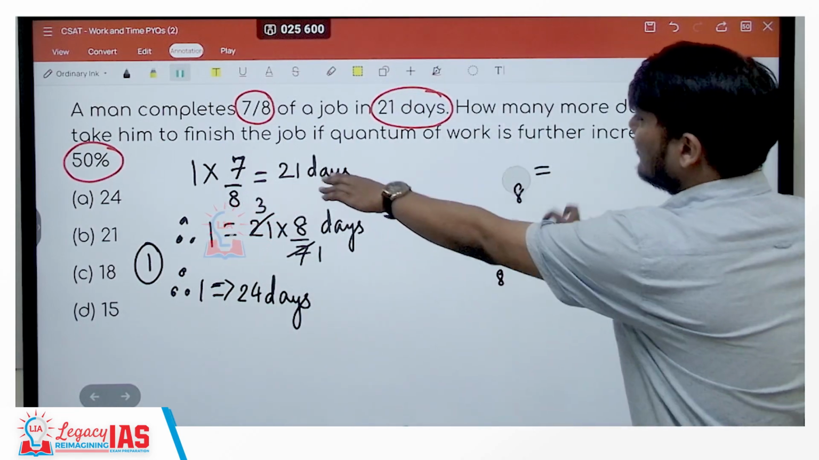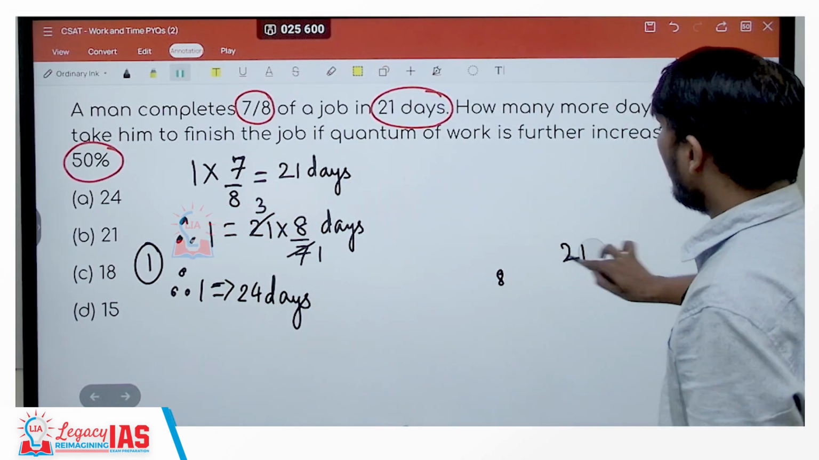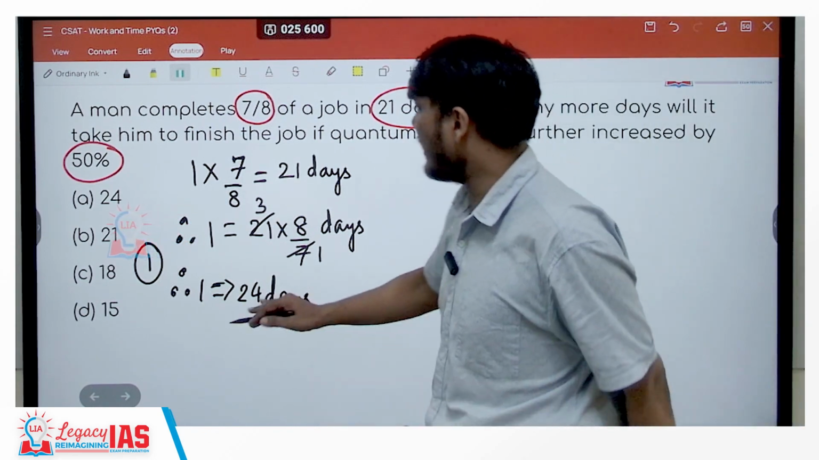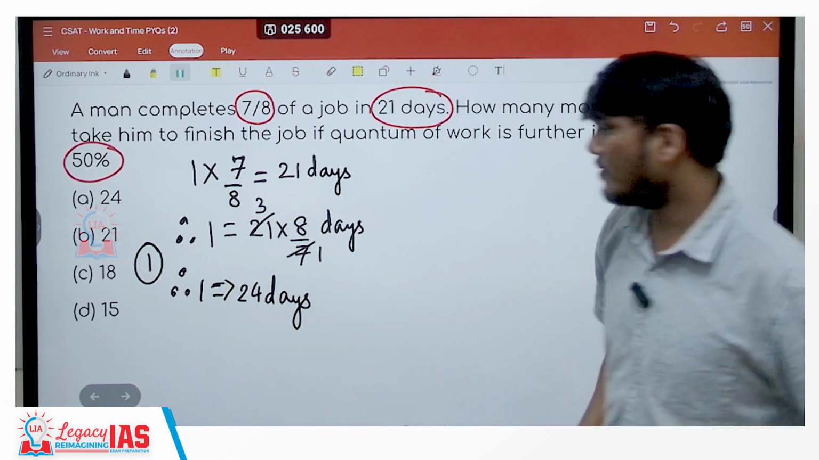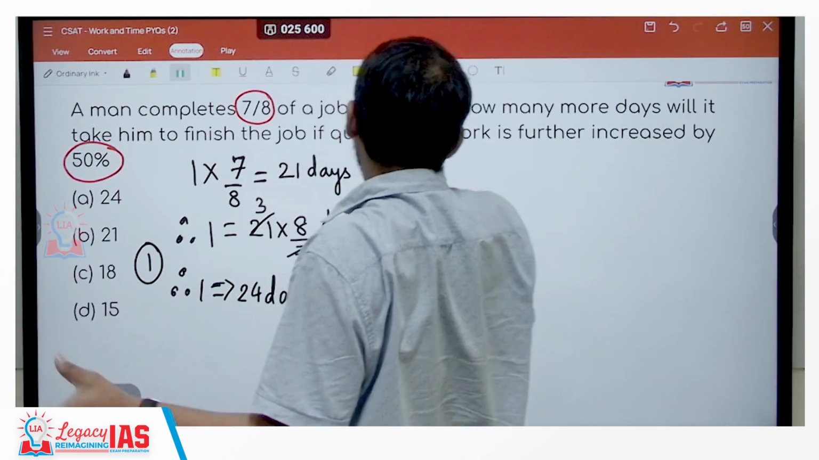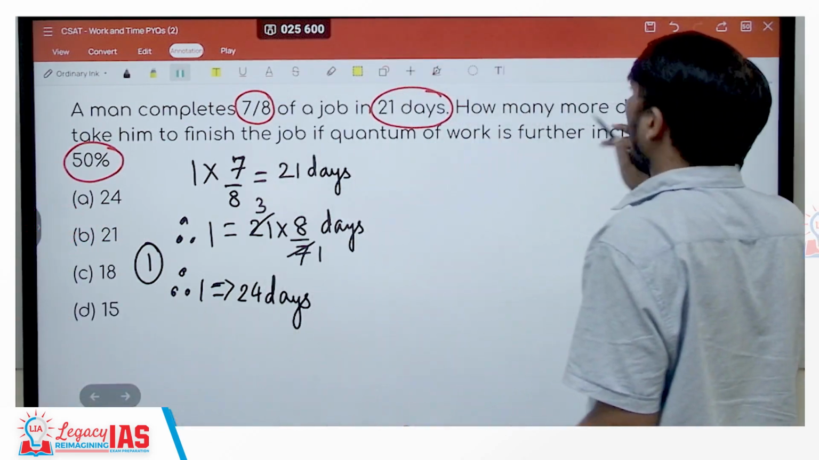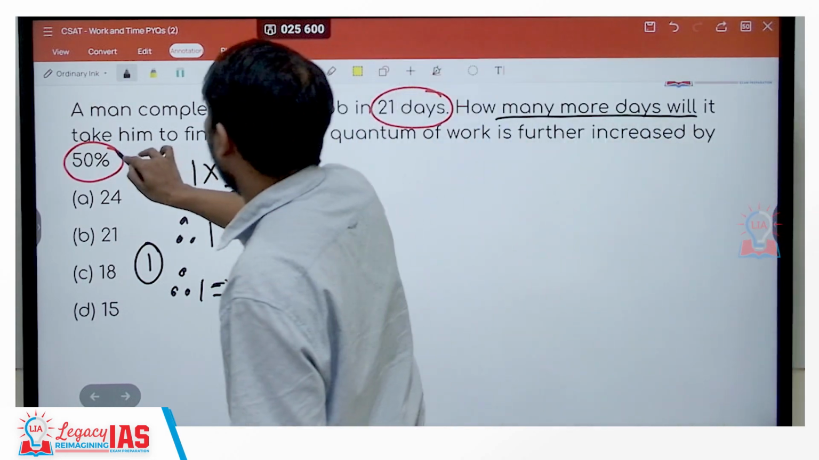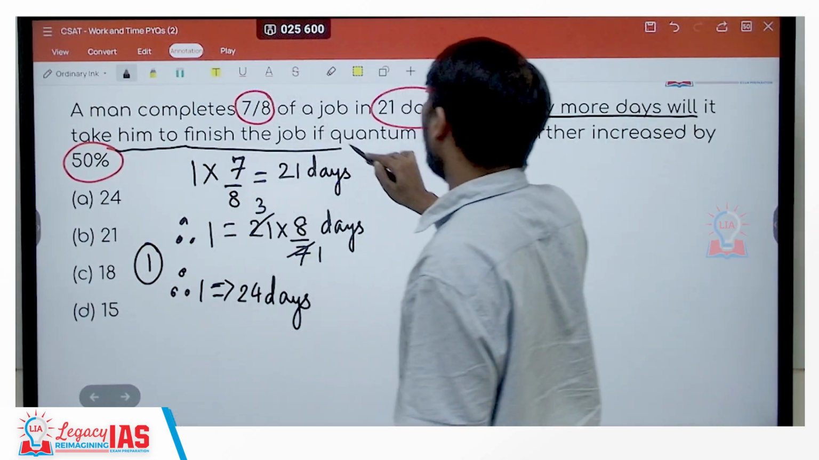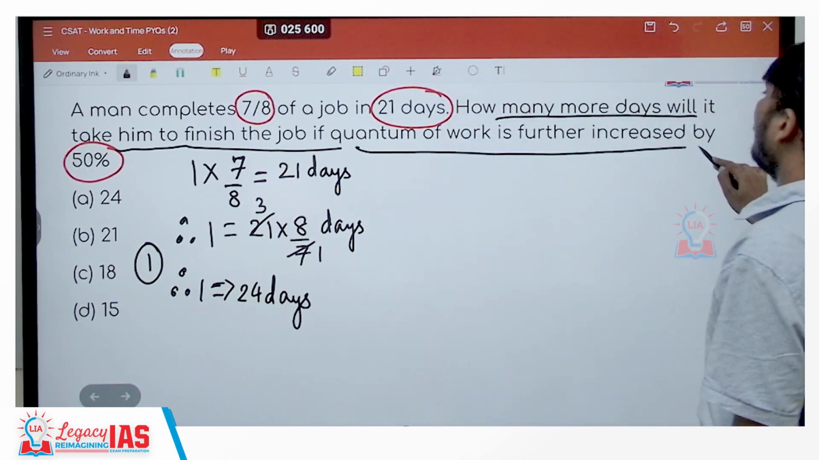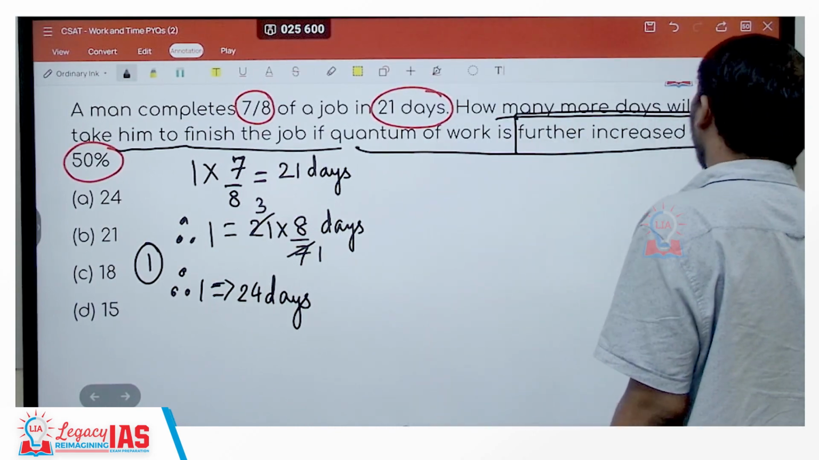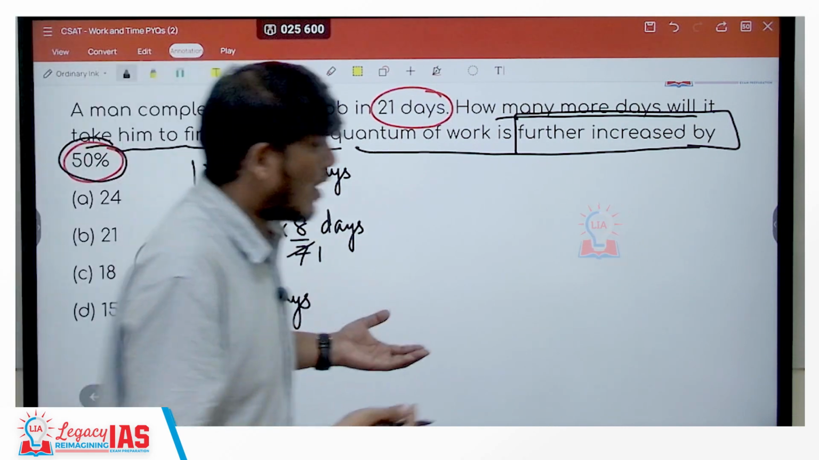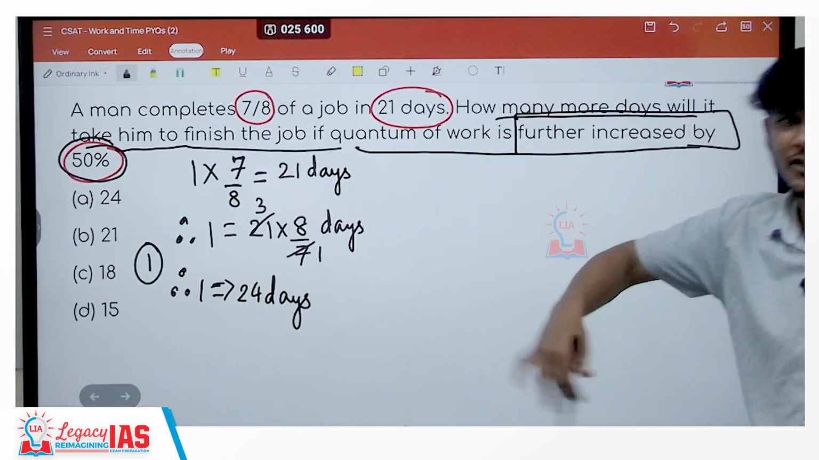Now, 21 days were already consumed for 7/8 of the work. That means for the remaining work, how many days additionally were required? 24 minus 21, that is 3 days. But the question says, how many more days will it take him to finish the job if the quantum of work is further increased by 50%? So not just the remaining work, plus 50% additional work.